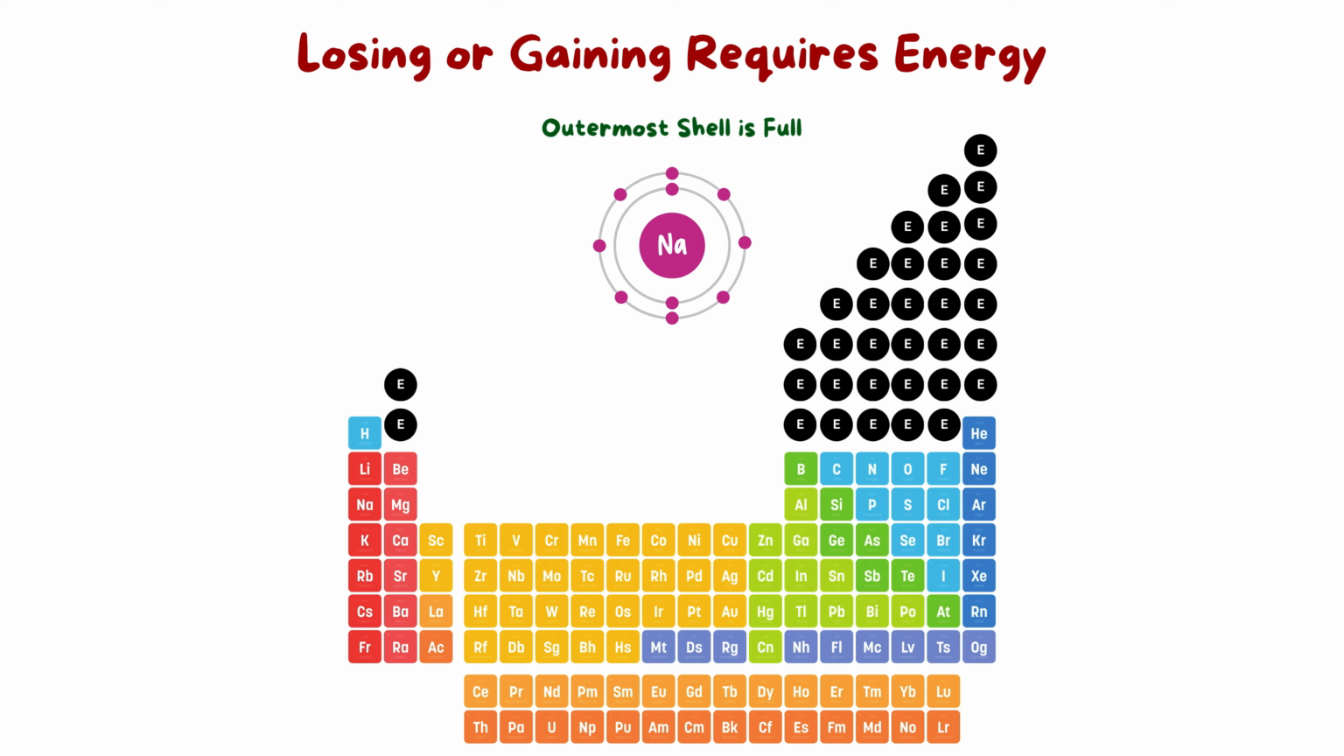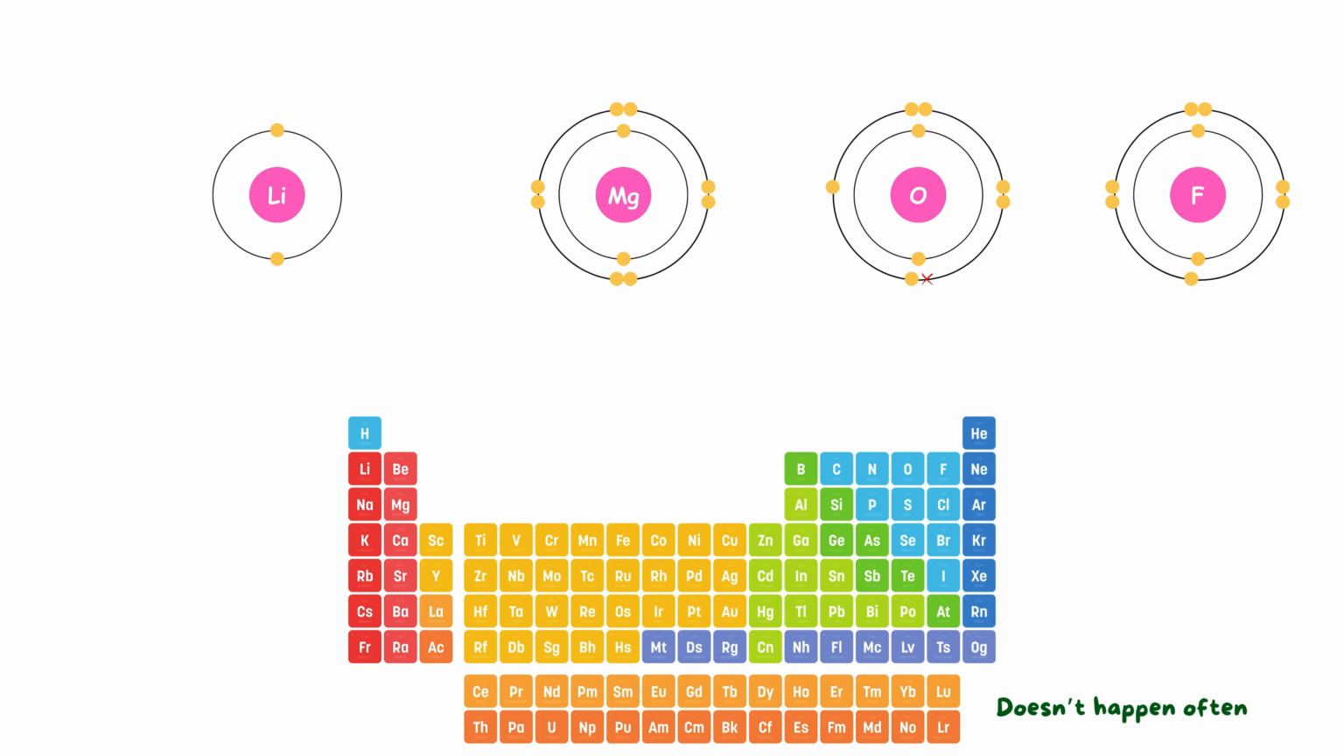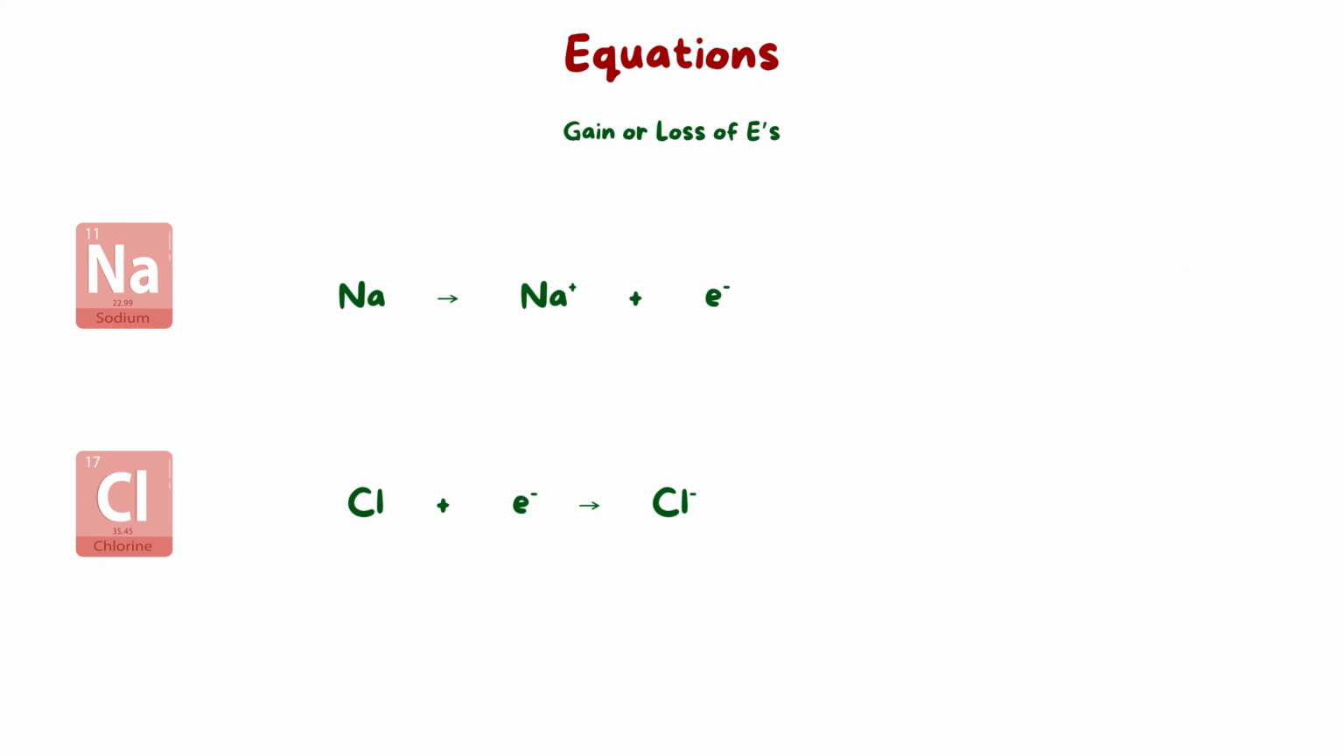However, atoms in groups 3, 4, and 5 would have to gain or lose 3 or more electrons in order to reach a stable configuration, and that requires significantly more energy, making it far less likely. As a result, these elements are rarely found forming ions in typical chemical reactions. Just like we can write chemical equations to describe reactions between atoms, we can also write specific equations to show the gain or loss of electrons during ion formation.